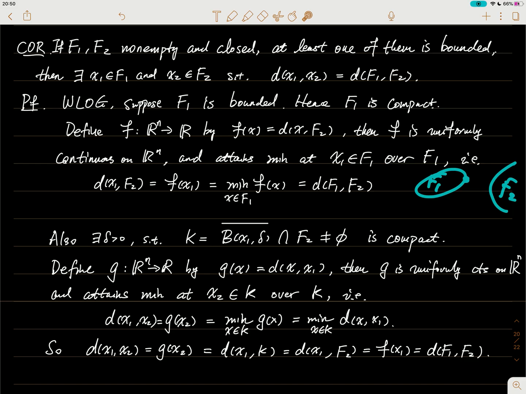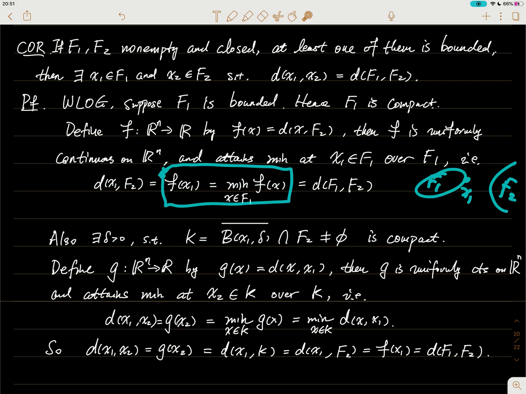Anyway, since we have a continuous function defined over the entire Rn, when we restrict it to F1, which is a compact set, it attains a minimum value at x1. So this is the point x1 here. What we said is that f of x1 is the minimum value of f of x. On the left hand side, f of x1, according to the definition of f, is just d(x1, F2). On the right hand side, the minimum value of d(x, F2) over all x in F1 is equal to the distance between F1 and F2. So that's what we got up to here.